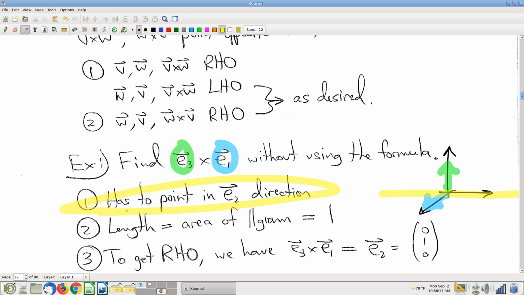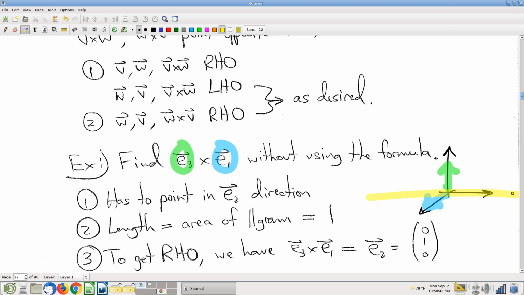Now, how long is it? Well, the length is the area of the parallelogram. This parallelogram is easily seen to be a square. Length is the area of the parallelogram, again a square, which is clearly 1. So I'm looking for a vector of length 1 that points along this line. And which way does it go? Well, again, right-hand rule, right?